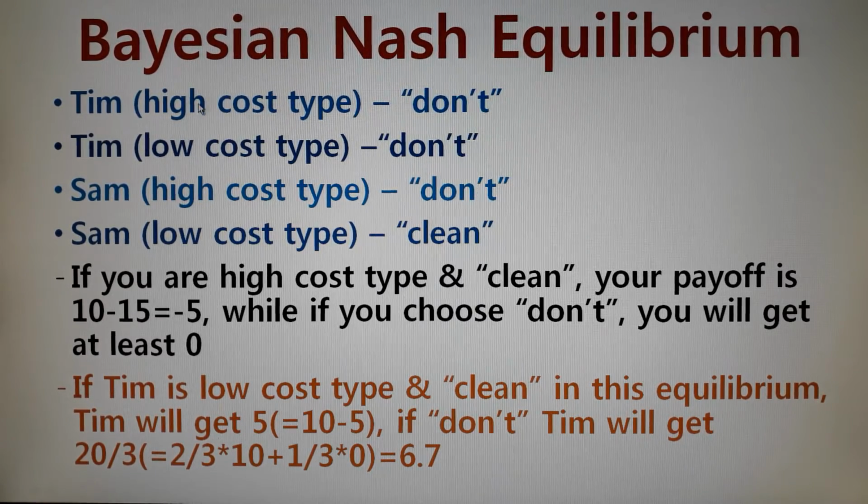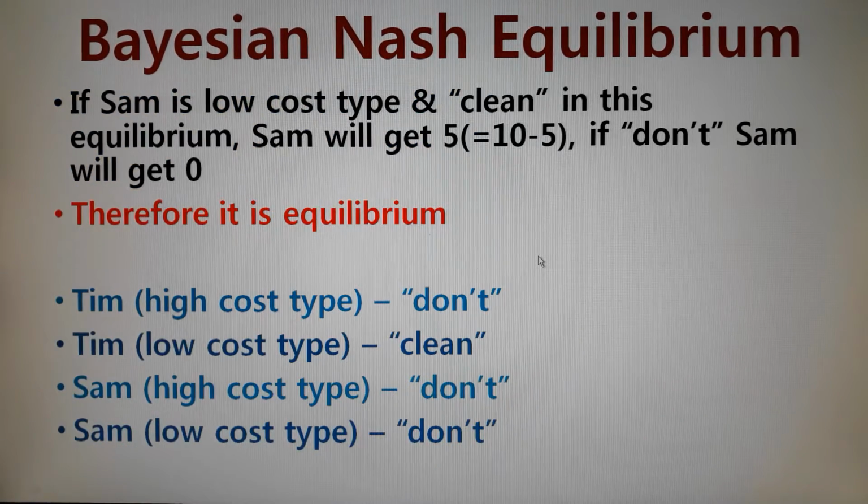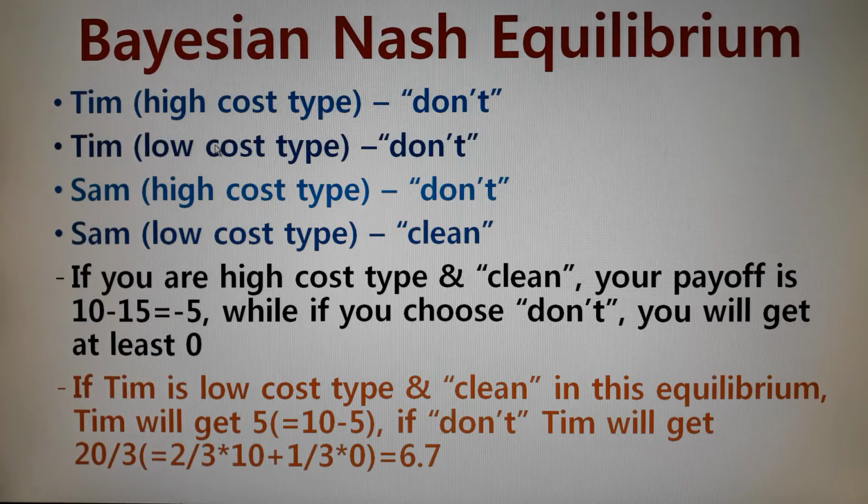So this Tim high cost strategy, Sam high cost strategy, Sam low cost strategy that Sam would clean justify Tim's choice that Tim low cost would not clean, because don't clean is better than clean for Tim, especially when Sam low cost always cleans. What else should we check? The only thing, we know that high cost will never clean it, Tim or Sam. Tim would not clean it as long as the low cost Sam would clean it.